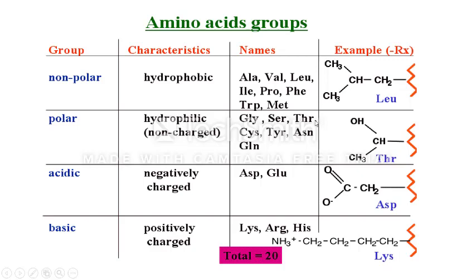Glycine, serine, and threonine are examples, and this is the structure of threonine. And some are acidic. If they have an extra carboxylic group, they will be acidic and negatively charged. An example is aspartic acid, and here is the structure. If they are basic, they are positively charged. Lysine, arginine, and histidine are examples. And here you see the structure of lysine, which has a positive charge.